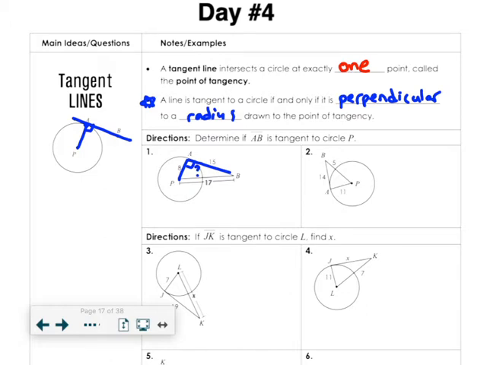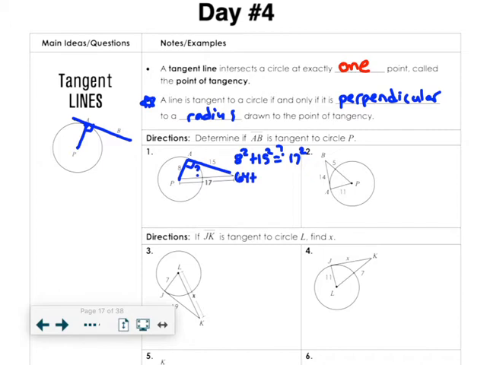The way we check is with the Pythagorean theorem. If 8 squared plus 15 squared equals 17 squared, if that's true, then yes, it's a tangent line, because that's a perpendicular or 90-degree angle. So we don't know. I'm just going to put a question mark there for now. We're just going to check this.